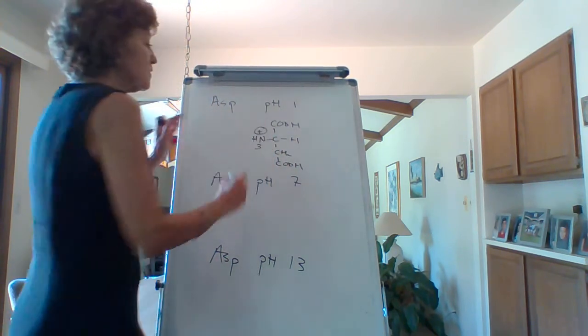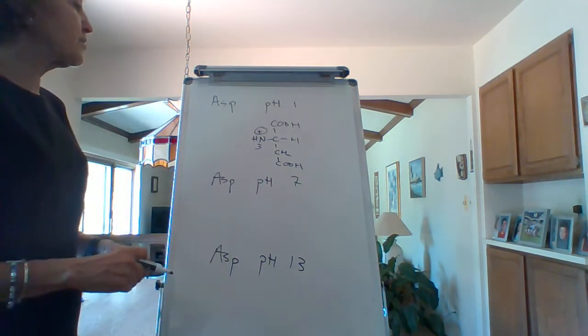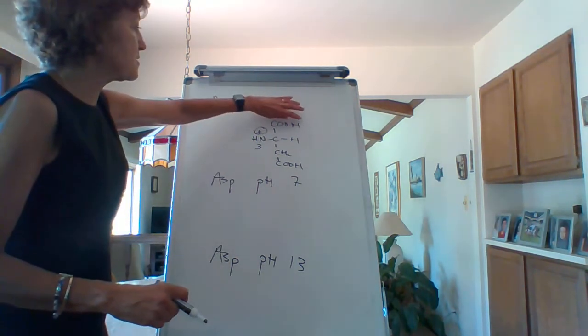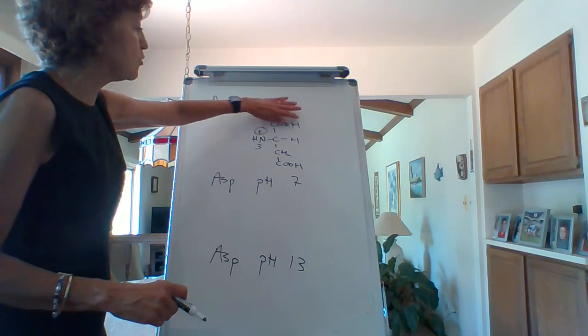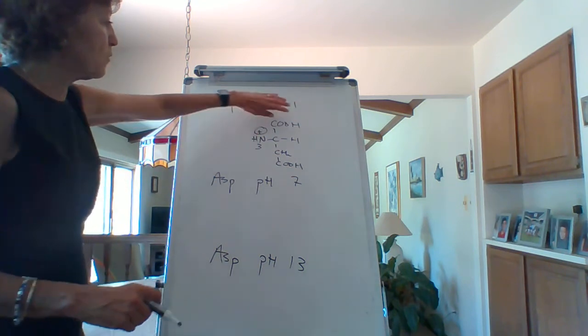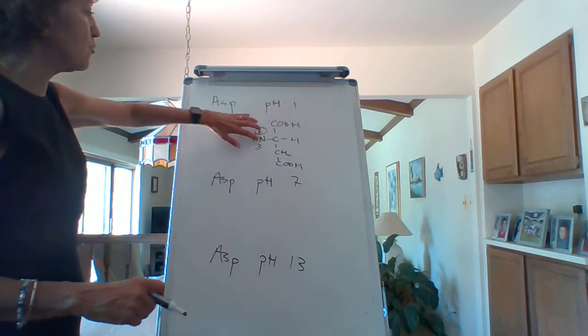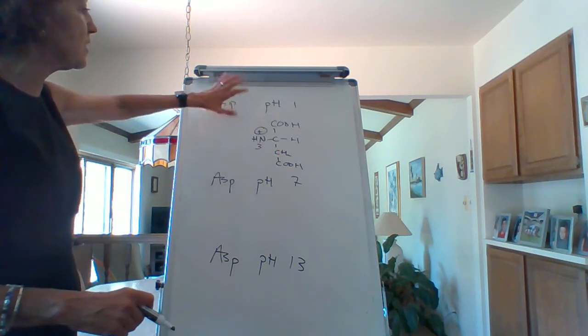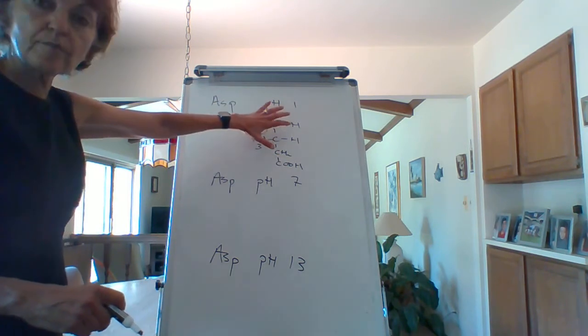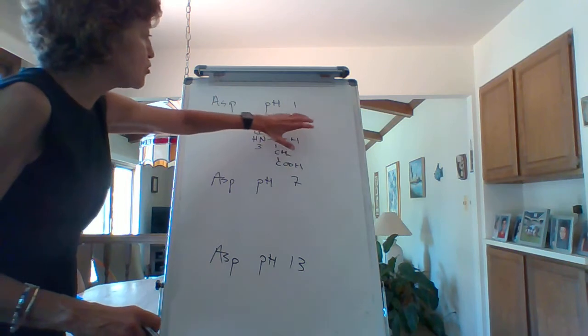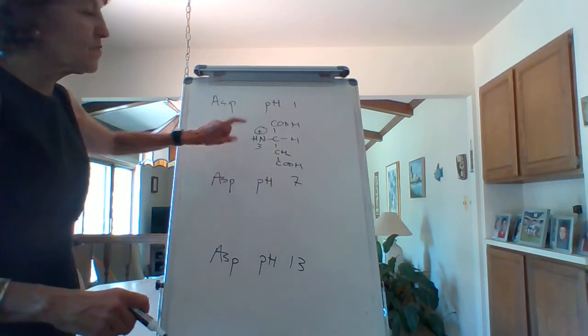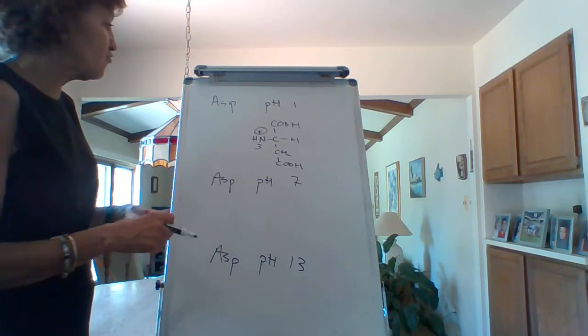All right, so this is aspartic acid at a pH of 1. This is the carboxylic acid group with its proton. This is the ammonium group with its proton. Very acidic. All the acidic sites are protonated. There's no charge here, no charge here. The ammonium has its charge.